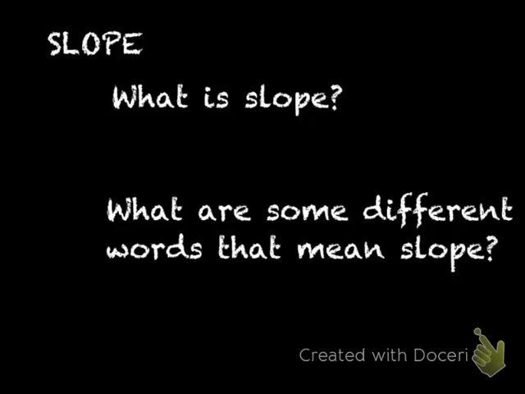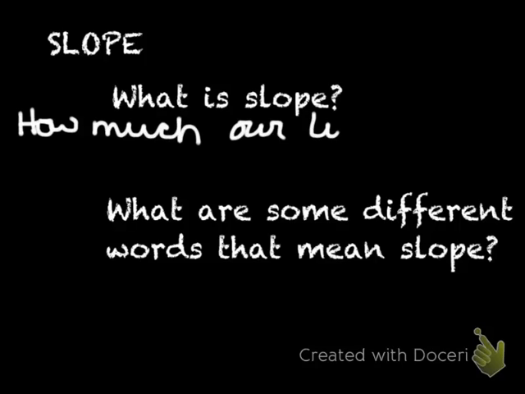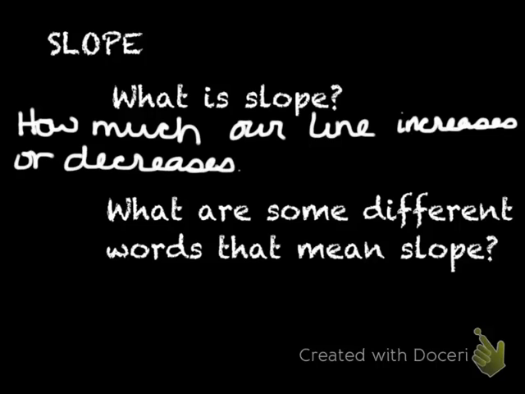We are going to talk about slope. We are going to talk about what slope is and some different ways we can find slope. Let's start with what is slope. Slope is how much a line increases or decreases. There are different words that we can use for slope. Let's look at a few of these.